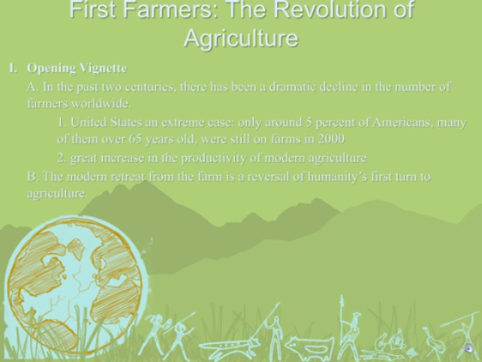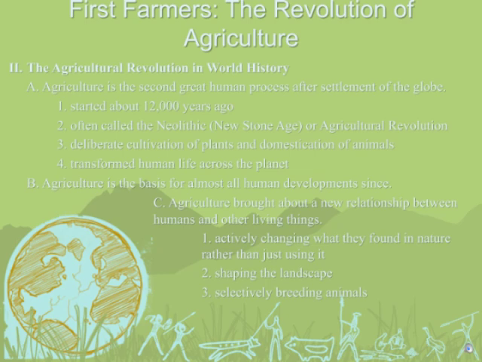All right, here we go. The agricultural revolution in world history started about 12,000 years ago, and it is called the Neolithic Age, or the New Stone Age, or the Agricultural Revolution. Please note, if you hear the Agricultural Revolution, we're talking about the Neolithic Age.